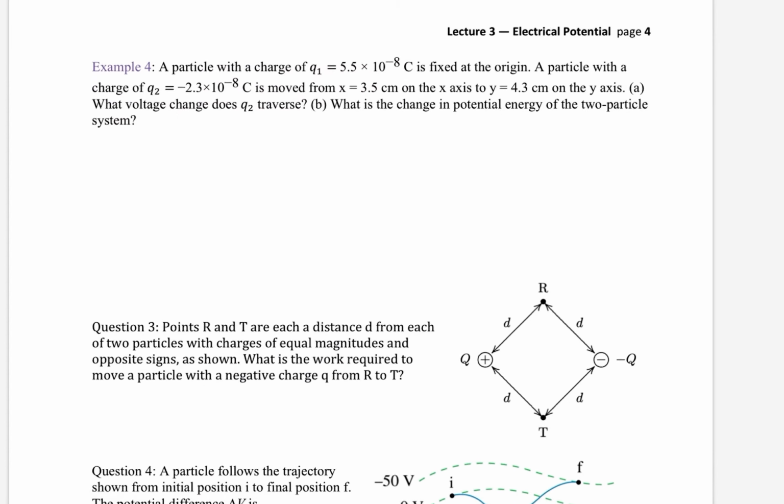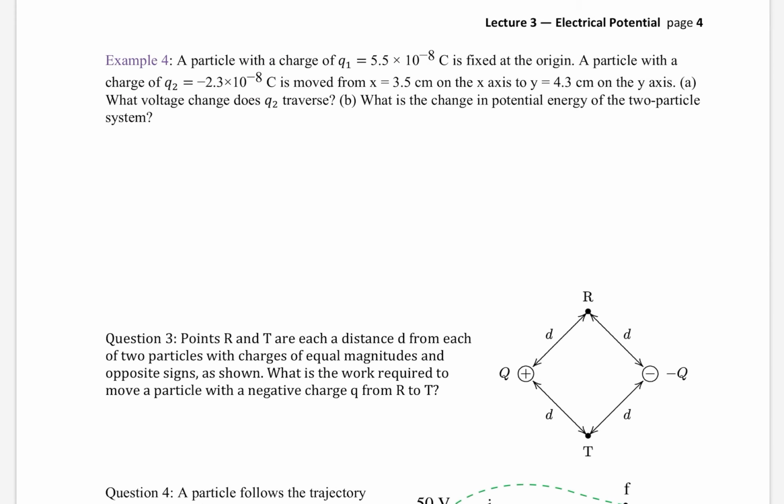All right, so example 4. A particle with a charge of 5.5 times 10 to the negative 18 coulombs is fixed at the origin. A particle with a charge of negative 2.3 times 10 to the negative 8 coulombs, all right, so Q1 is positive, Q2 is negative, is moved from x equals 3.5 to y equals 4.3. What voltage change does Q2 traverse? Okay, so here we're just going to look at the change in voltage, just use the formula. All right, so this is V final, this is V initial from a point charge, because after all, Q1 is our fixed point charge in this case, okay?